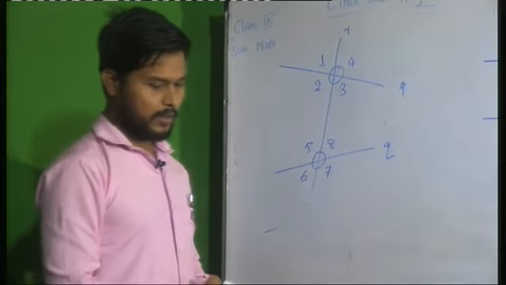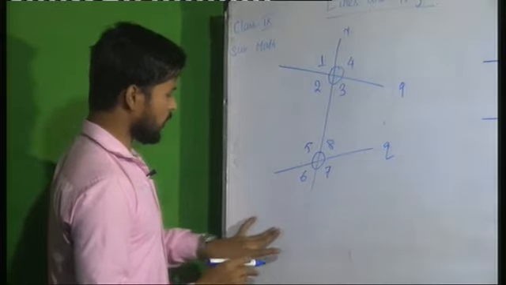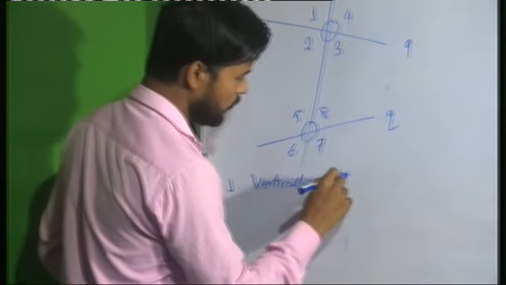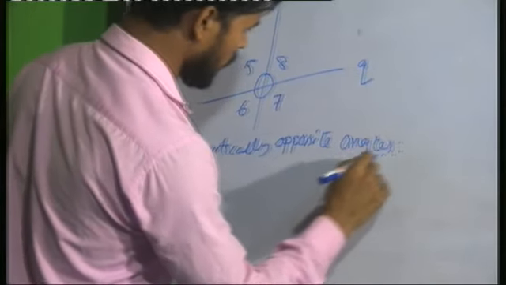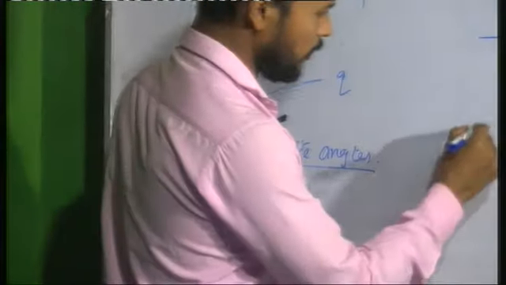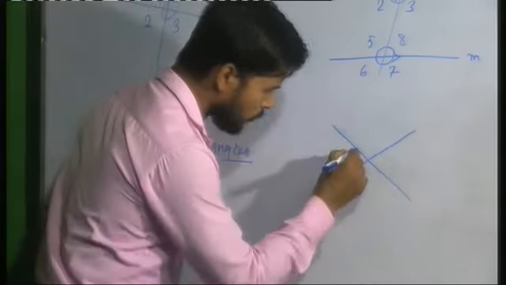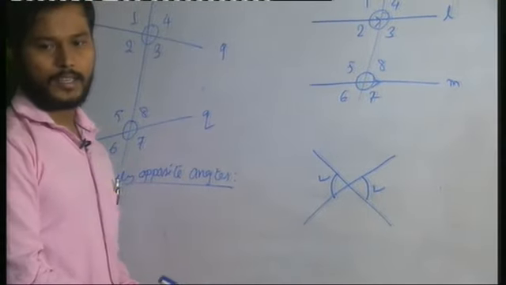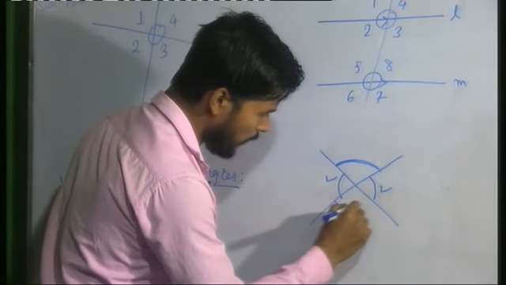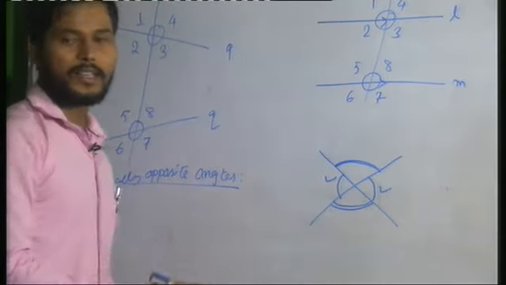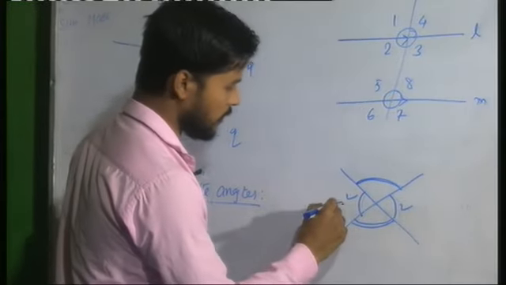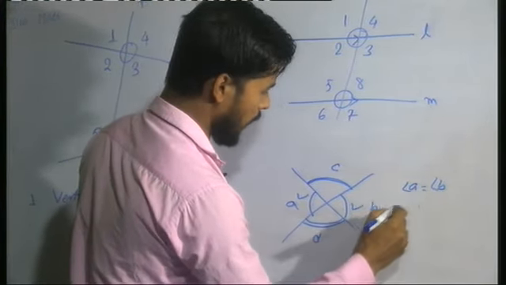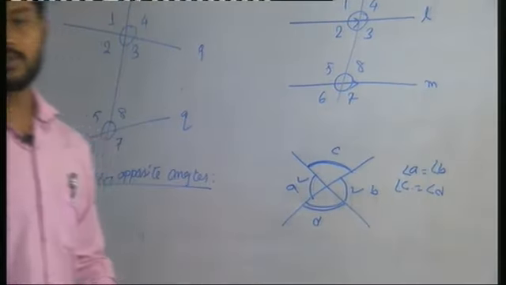Okay, now we'll discuss some special types of angles. One is the vertically opposite angle. What do you mean by vertically opposite angle? Suppose there are two intersecting lines. The pair of opposite angles are said to be vertically opposite angles. This angle and this angle are called vertically opposite angles. Similarly, this angle and this angle are also vertically opposite angles. And vertically opposite angles are always equal. If I write that this is A, this is B, this is C, and this is D, then angle A is equal to angle B, angle C is equal to angle D. Vertically opposite angles are always equal.